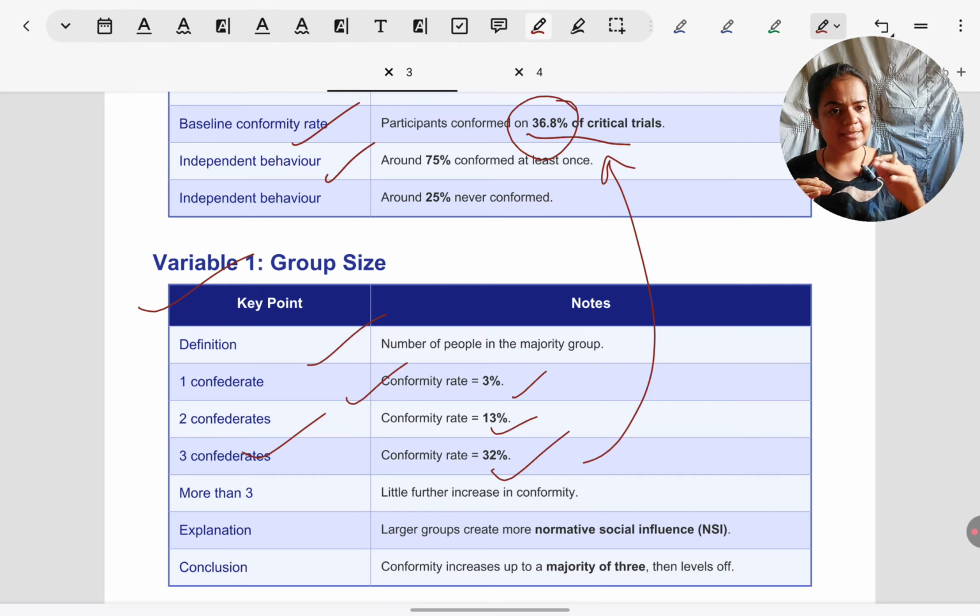So we can clearly see the positive correlation again. As group size is increasing, the more the number of assistants giving the wrong answer, the more the naive participant is also giving the wrong answer.